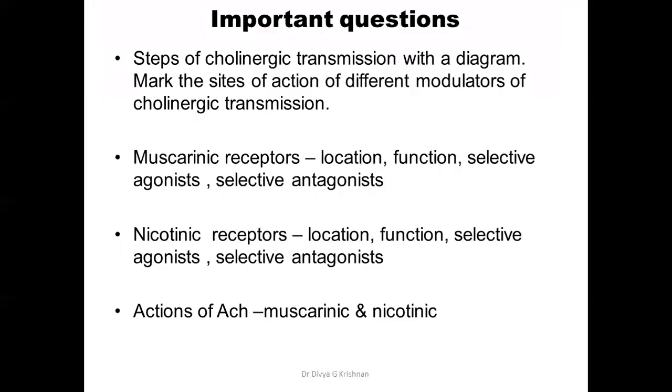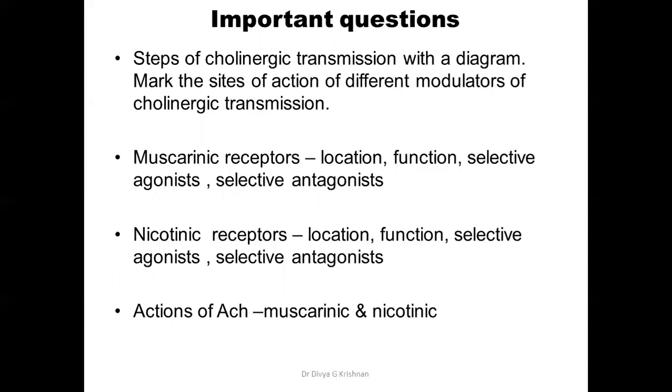So these are the important questions. Steps of cholinergic transmission: you have to draw the diagram and then explain. You also have to know how to mark the different sites of action of the different modulators which I have mentioned: hemicholinium, vesamicol, and the two toxins that I mentioned, botulinum toxin and the black widow spider toxin. You should know how to mark the actions on the diagram.